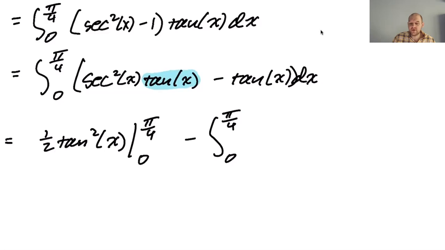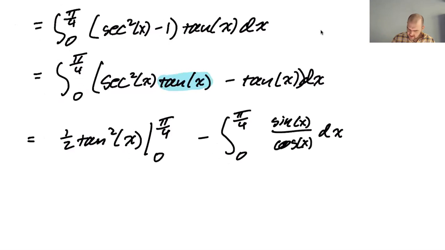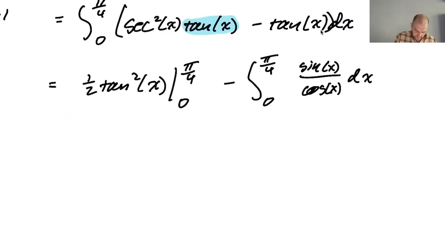Tangent, which you may remember, you may not. I always change it into sine over cosine. An alternative method is to multiply by secant over secant. If that makes sense to you, go for it. So I'm doing 2 problems at the same time now. The tangent of pi over 4 is 1, 1 squared is 1. The tangent of 0 is 0, 0 squared is 0.